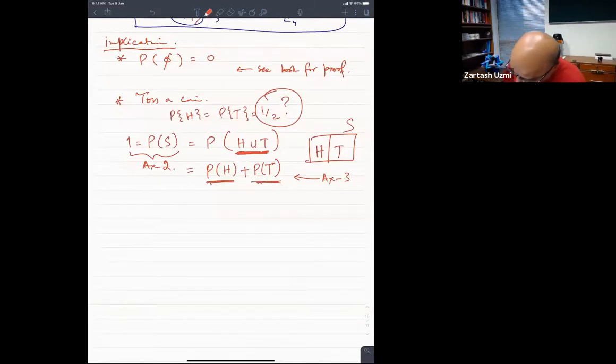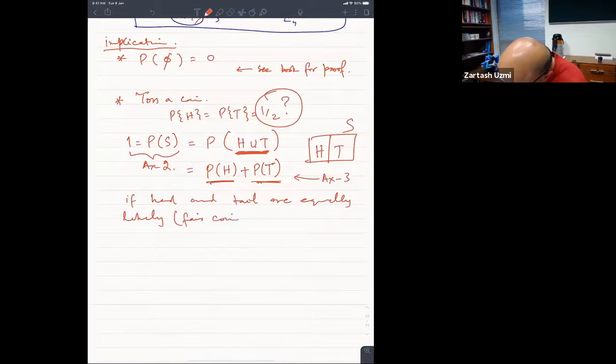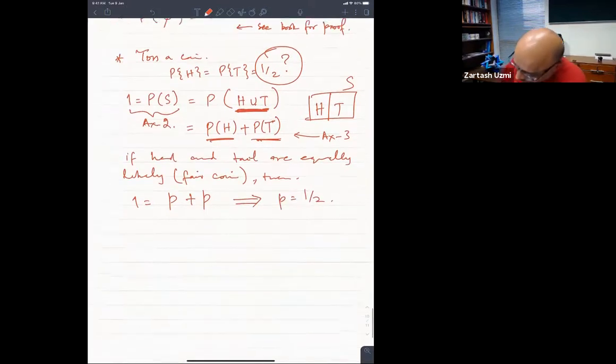Now if head and tail are equally likely, as I would expect in the case of a fair coin, then 1 will be equal to probability of head, which is P, plus probability of tail, which is also P. This implies that P is equal to 1/2. No magic, no nothing.